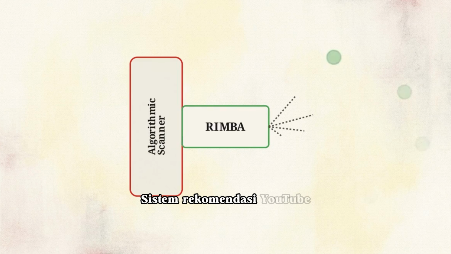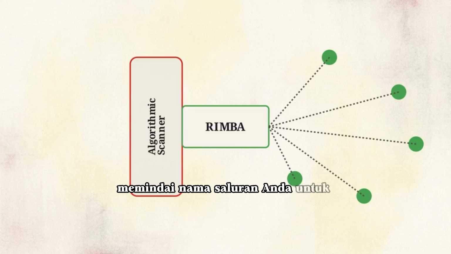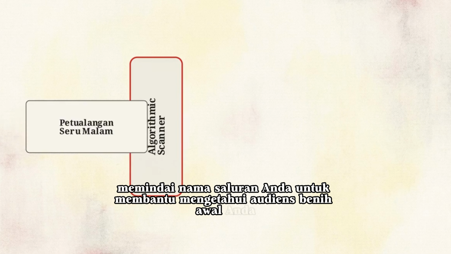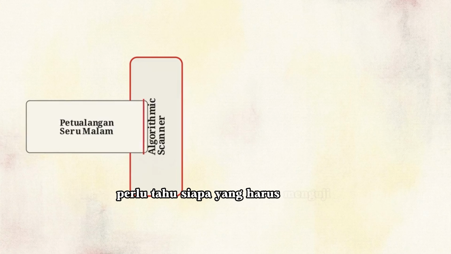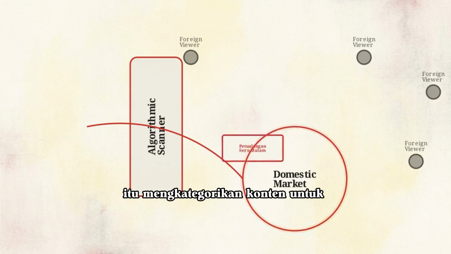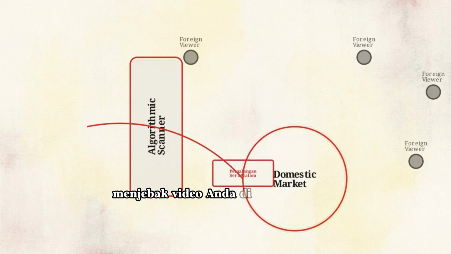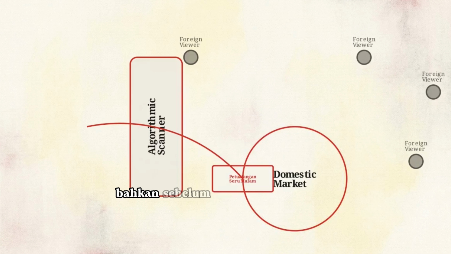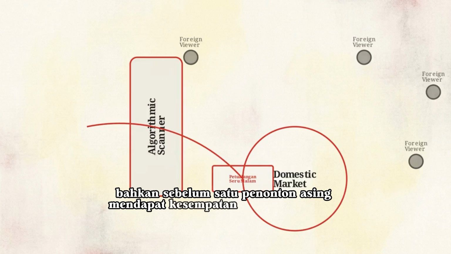YouTube's recommendation system scans your channel name to help figure out your initial seed audience. It needs to know who to test your video on first. If it reads a fiercely local name, the system makes a logical assumption. It categorizes the content for a domestic audience, trapping your video inside your home country before a single foreign viewer even gets the chance to see it.